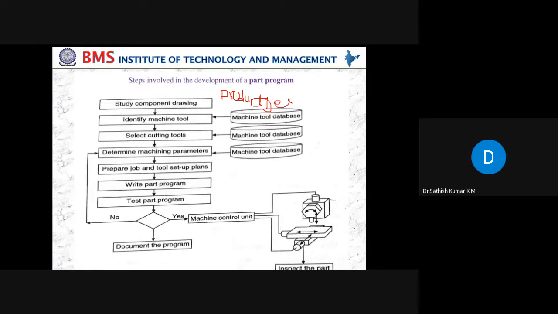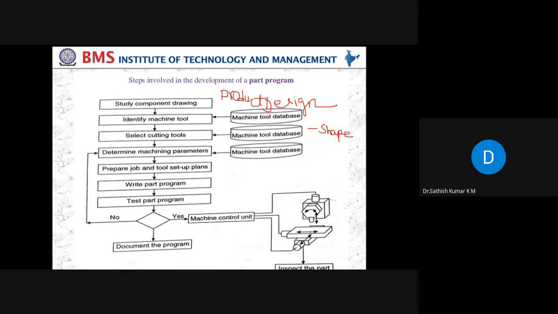Once you get this component drawing, you are going to analyze it. What for? What is the shape of the work part? It is very important. Then what is the tolerance that is given? What is the surface finish given? What type of operation do you need to carry out? All that you are going to observe by using the component drawing.